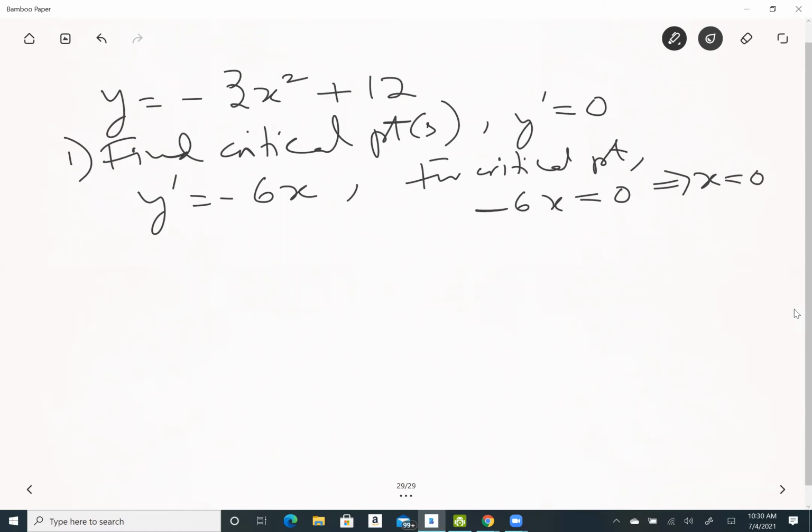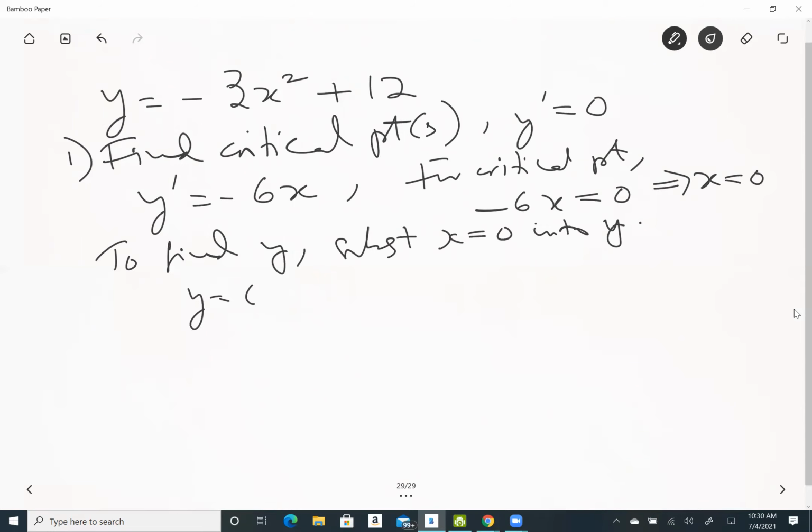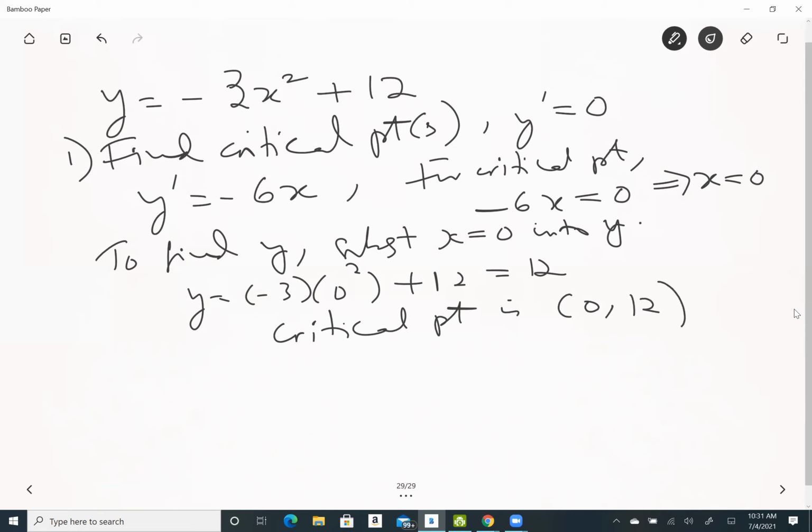x equal to 0. Now what about y? To find y, substitute x equal to 0, not into y prime, because you want to find the critical point. Substitute into y. So y equal to negative 3 times 0 squared plus 12. So that is equal to 12. So the critical point is 0, 12. That is x0, y0. You don't have to write x0, y0, because now you have 0 and 12.